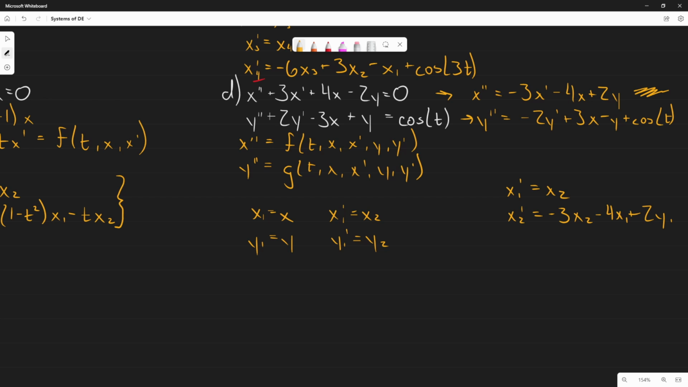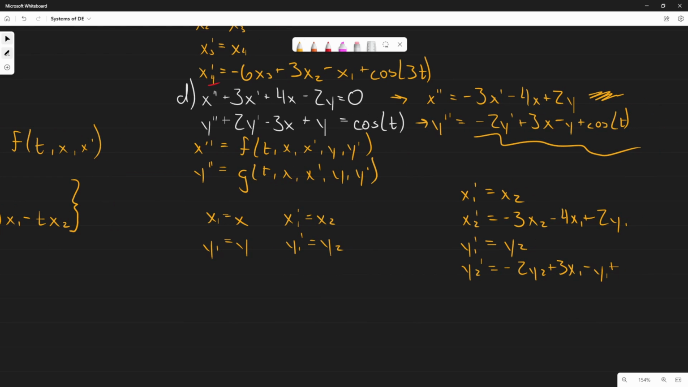And then we'll have y1 prime equal to y2, and then y2 prime equal to the second equation here that we created. So this would be negative 2y2 plus 3x1 minus y1 plus cosine of t. And that will be our solution to the ODE, or not ODE, to converting this into a system. And that'll be pretty much it.